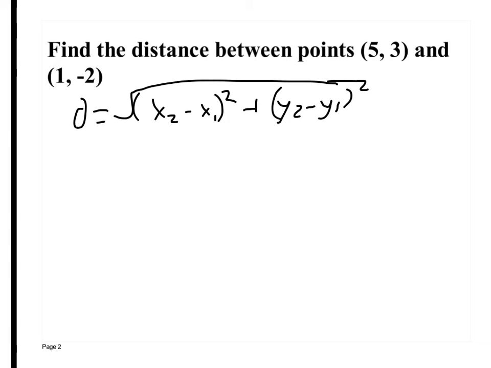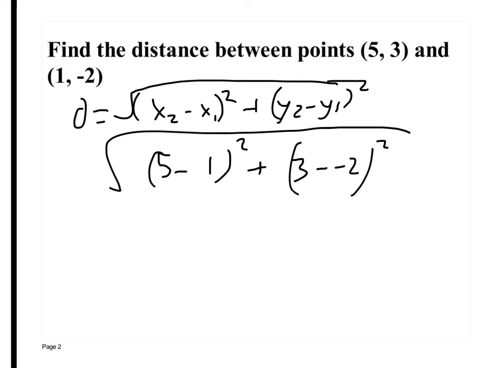X2, we're going to say is 5. So 5 minus 1 squared plus, it'd be y2, which is going to be 3 minus negative 2. You square that. So what is 5 minus 1? 4. Okay. So you got 4 squared, which is 16. Good. Then we do 3 plus 2, which is 5. So what's 5 squared? 25.